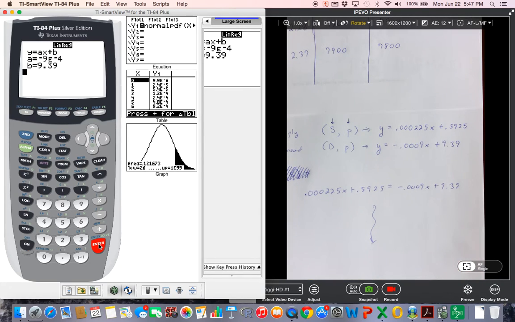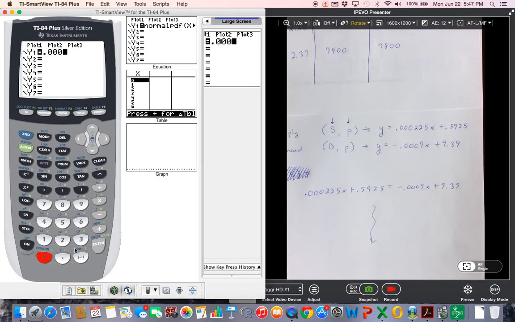Now, we could solve this algebraically. That's fine if that's what you want to do, but that's not what I want to do here. I want to show you how to solve this on the calculator. So I can enter them into my calculator: y1 equals 0.000225x plus 0.5925, and for y2, negative 0.0009x plus 9.39.